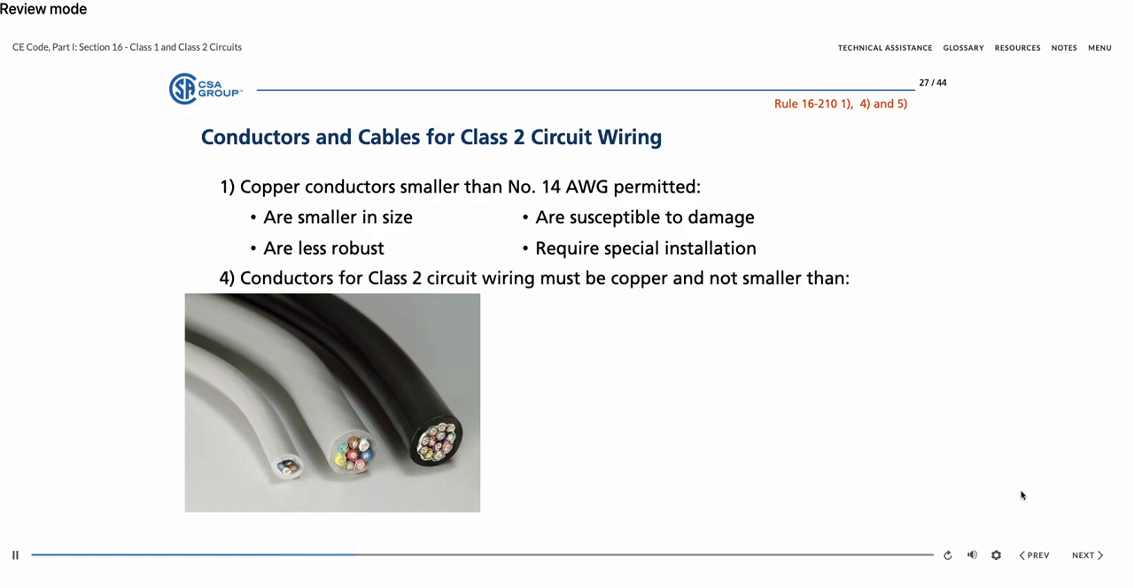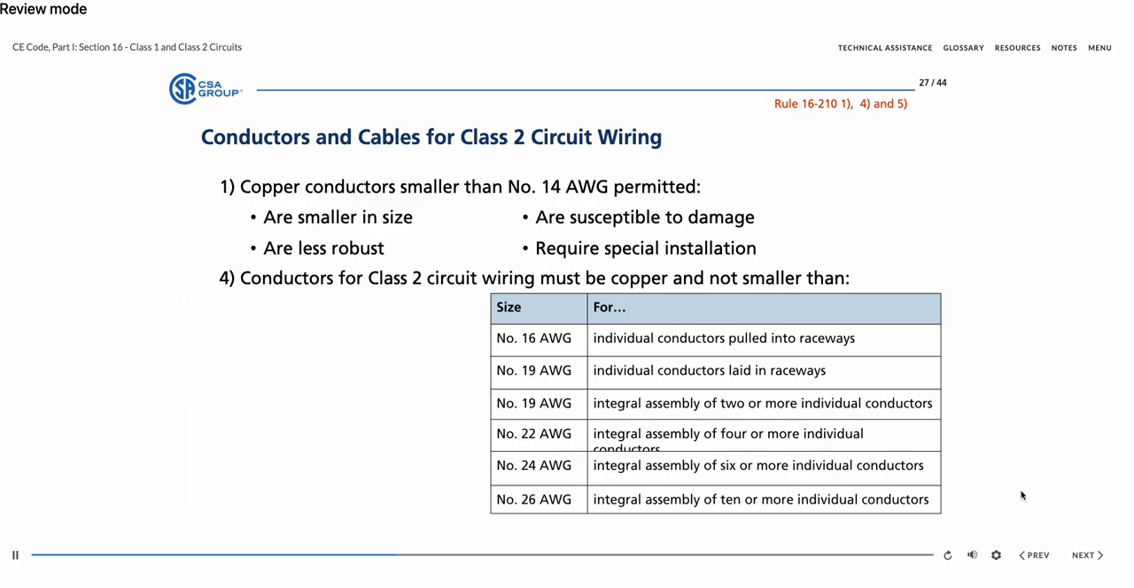The conductors must not be smaller than number 16 AWG for individual conductors pulled into raceways, number 19 AWG for individual conductors laid in raceways, number 19 AWG for an integral assembly of 2 or more conductors, number 22 AWG for an integral assembly of 4 or more conductors, number 24 AWG for an integral assembly of 6 or more conductors, and number 26 AWG for an integral assembly of 10 or more conductors. Type ELC cables shall not be pulled into raceways.